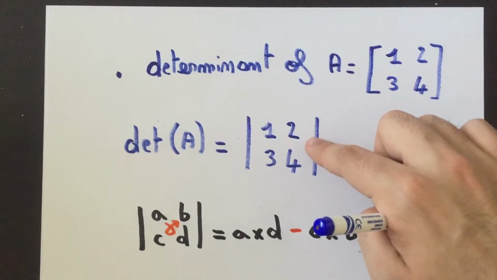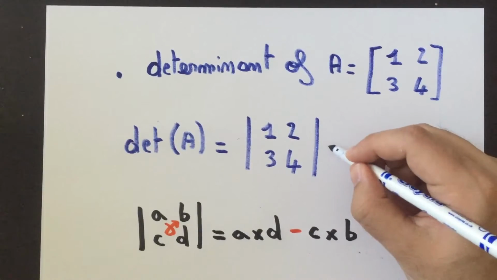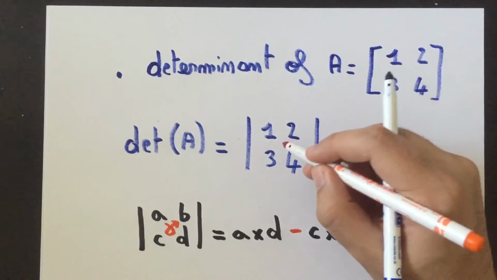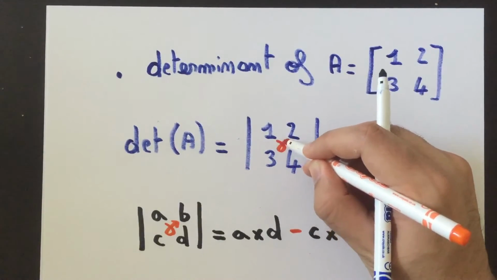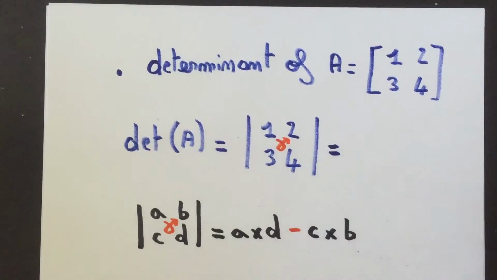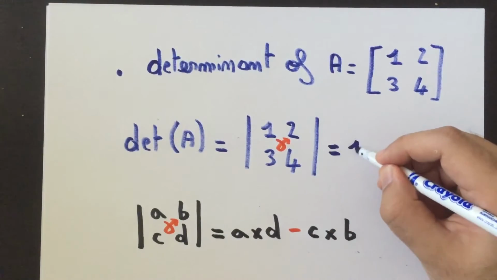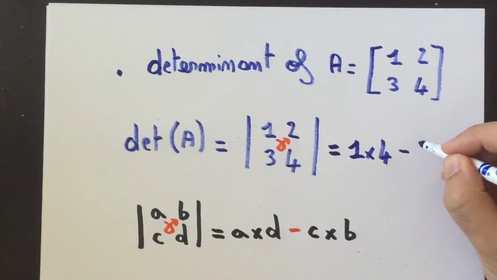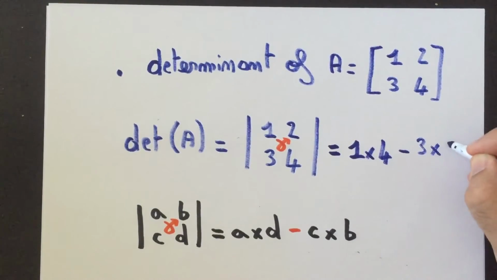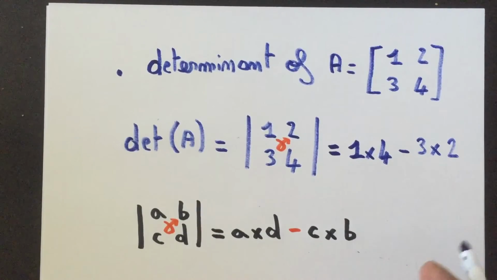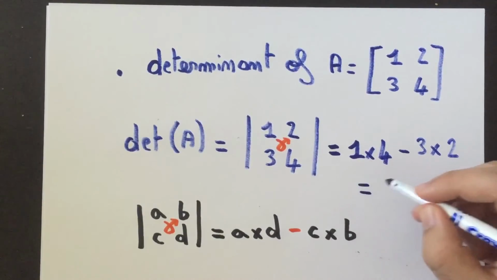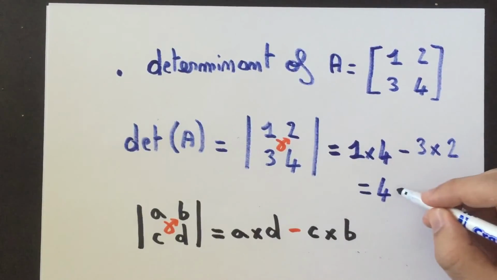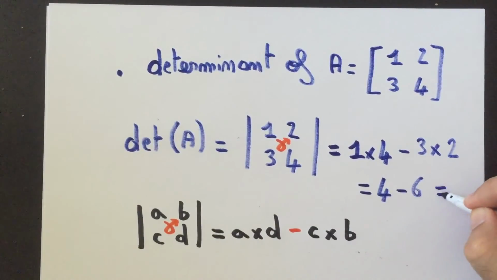Let's go back here. So here, it's going to be 1 times 4 minus 3 times 2. And that's equal to 4 minus 6, equal to minus 2. And you're done.